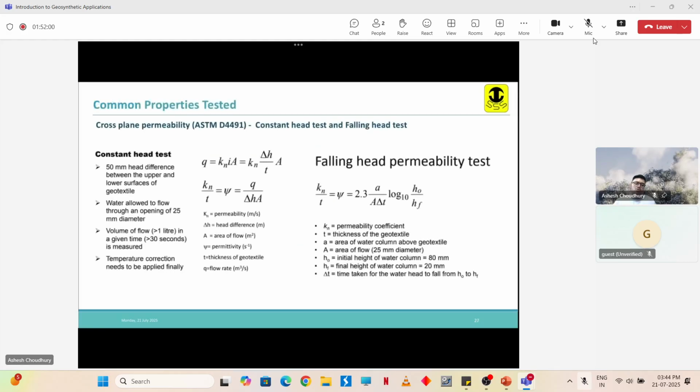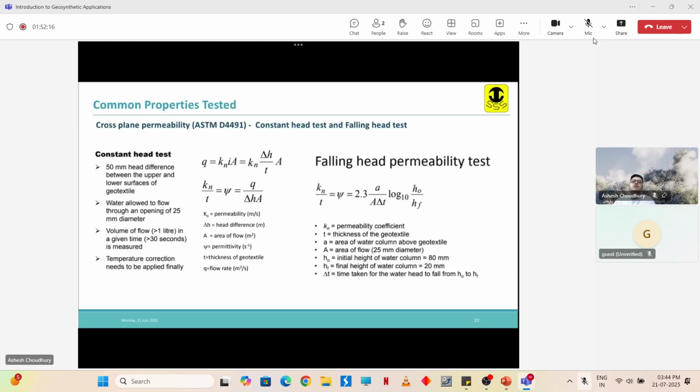So now, as I was saying, there are two types of permeability: cross plane permeability and in plane permeability. Cross plane permeability means, say this is a geotextile, and this flow is measured by the cross plane permeability test, ASTM D4491. This is a constant head and falling head permeability test.